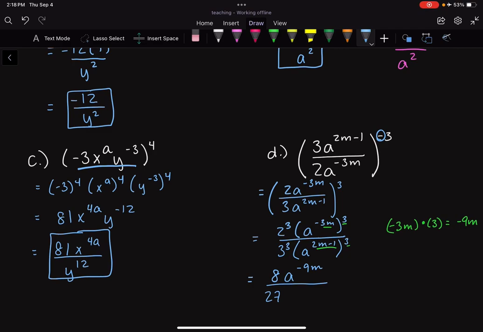And at the bottom, be careful. This is 2m minus 1 times 3. Because of this minus here, we're going to have to distribute that 3. So this is actually using a topic that we will cover later, but we're seeing it a little bit now. So it'd be 6m minus 3. This will be a to the 6m minus 3.